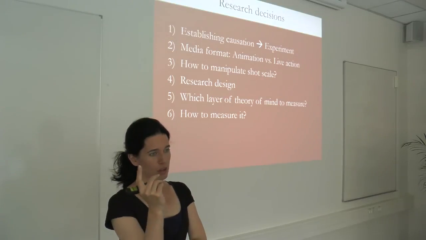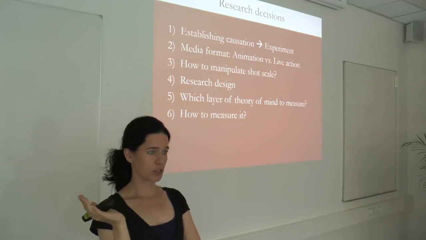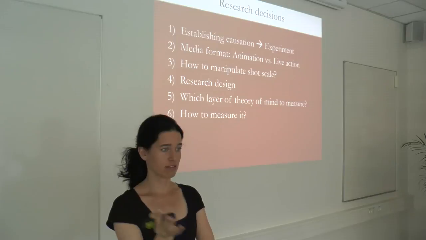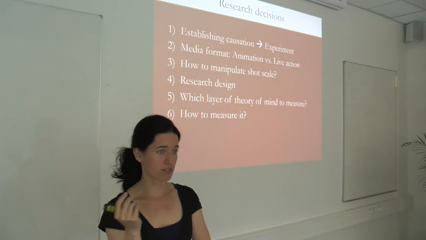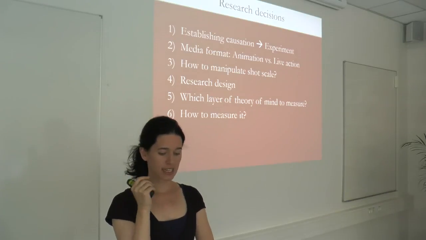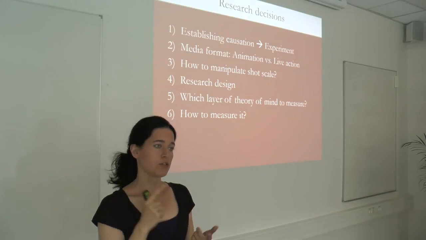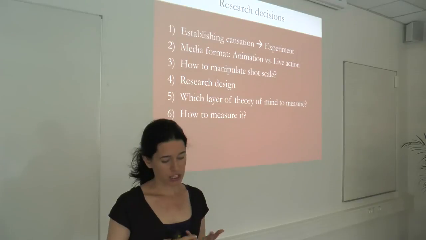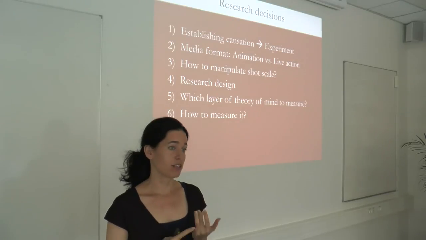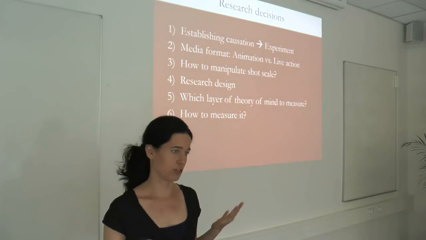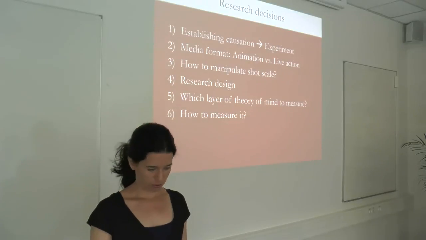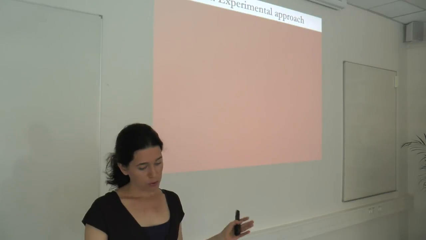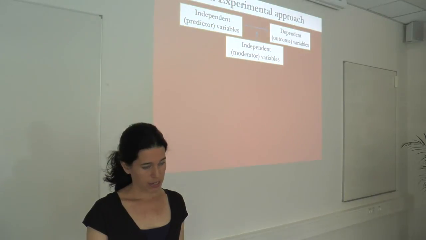The first one wasn't a decision. We had to do an experiment because we wanted to establish a causal relationship, or we wanted to test a causal relationship between shot scale and theory of mind. But we needed to consider the media format, the method of manipulation, the research design, what to measure actually, and how to measure it. So I will go through these steps. So we used an experimental approach. There was no question about that.